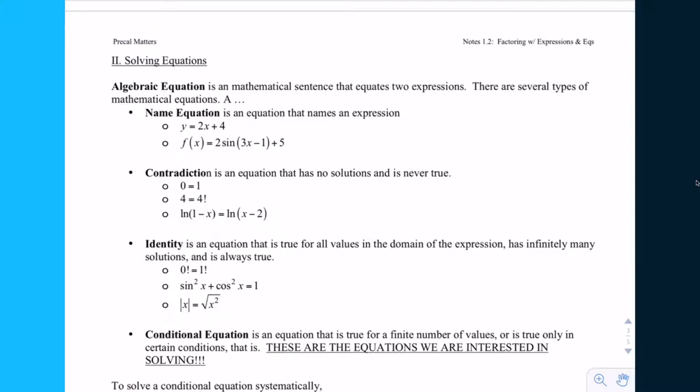So section 1.2, we're on Roman numeral 2. We've been working with expressions, and now we're working with equations. So what is an equation? A mathematical equation or an algebraic equation?